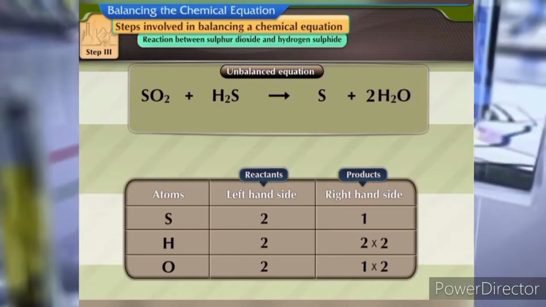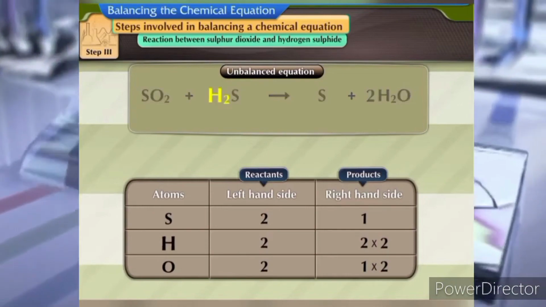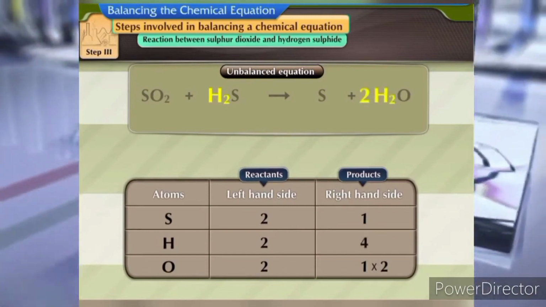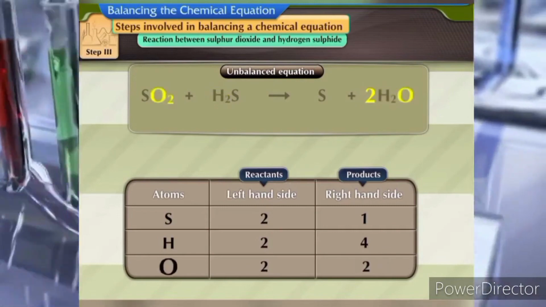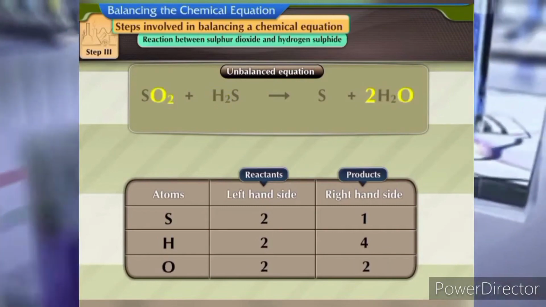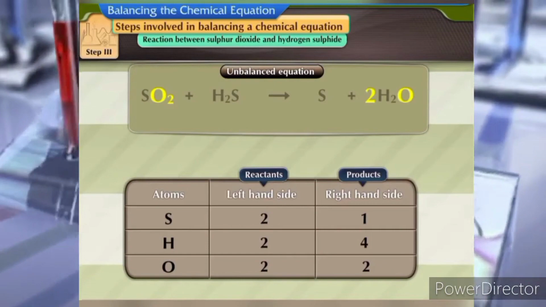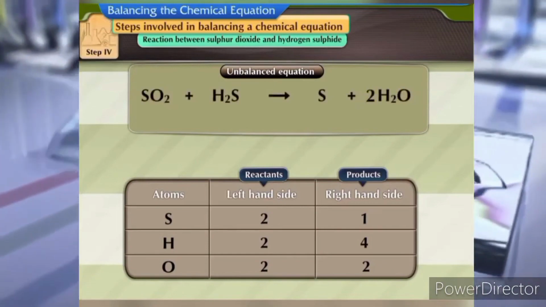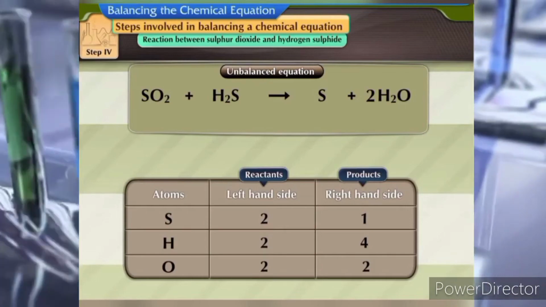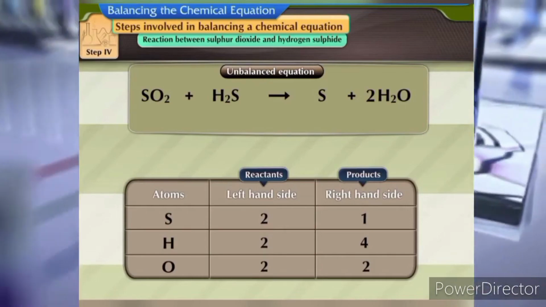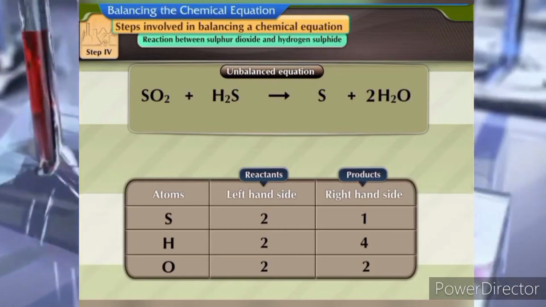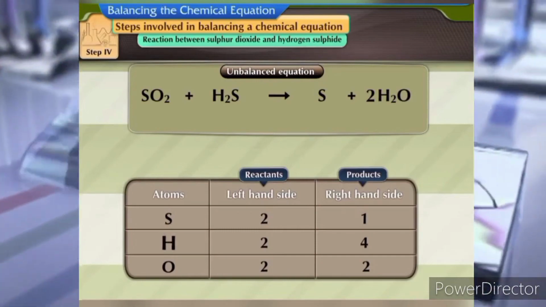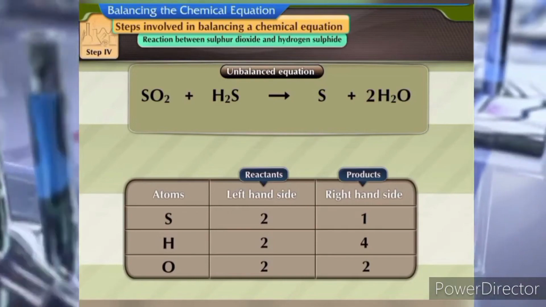Enter these values in the table. There are two hydrogen atoms in the reactant side and four hydrogen atoms on the product side. And there are two oxygen atoms on either side of the equation. Now the equation is partly balanced. Step 4. Select any other atom that is not balanced. In this equation, the S and H atoms are still not balanced. Let us select hydrogen atoms first for balancing.